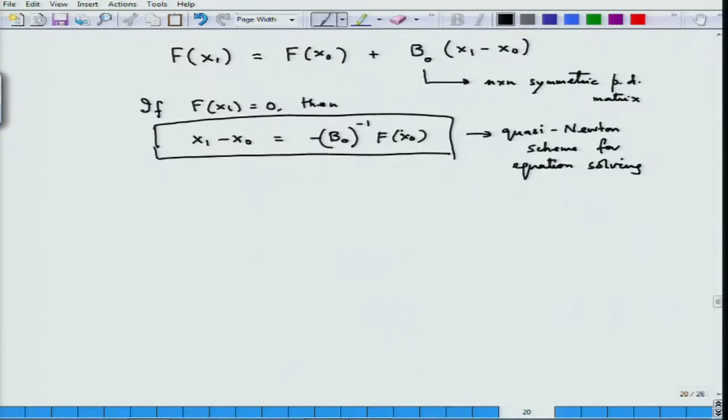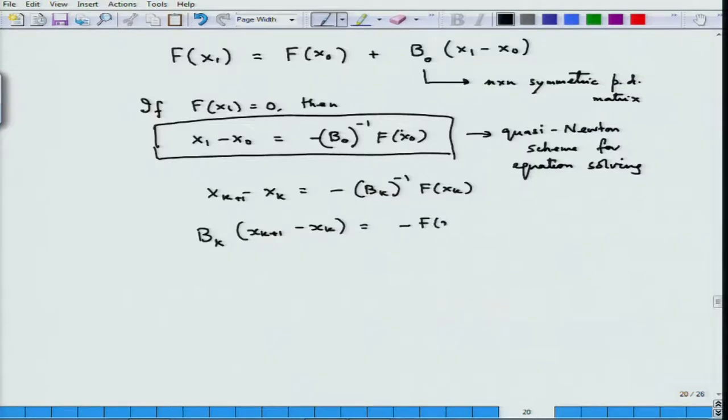Now, if you look at that, I can write a more general thing: x k plus 1 minus x k is minus b k inverse f of x k. But I am making too much of an assumption that I will take a PD matrix. Suppose I do not take a PD matrix, then I can write this in general as, this is one way of writing the thing. Essentially, I have assumed that f of x k plus 1 is 0, so it does not harm if I write it this way, because this is 0. From x k to x k plus 1, I come with the presumption that possibly x k plus 1 is a solution. If not, it would not have a 0 value. So this would be the iteration that I will use.